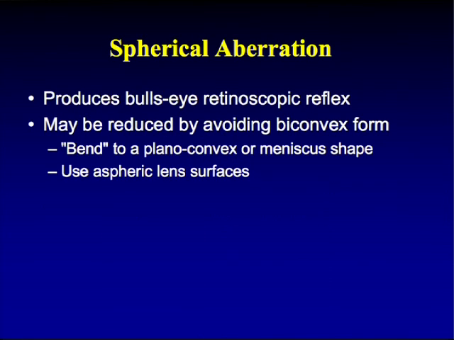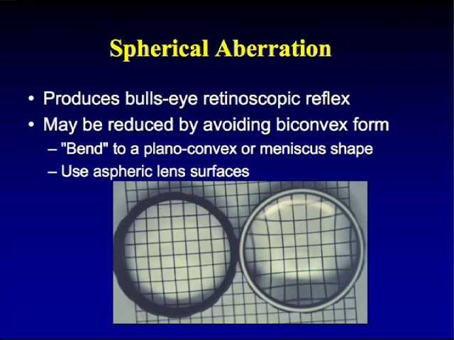There are ways to make lenses that reduce the spherical aberration. For example, spectacle lenses have this sort of meniscus shape that reduces it, or your indirect ophthalmoscope lens has what's called an aspheric lens surface. But those lenses are designed to be used only one way.